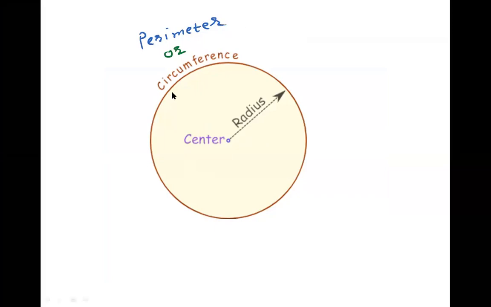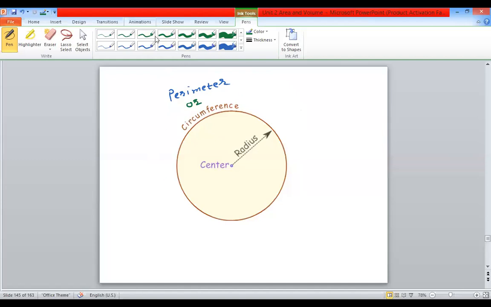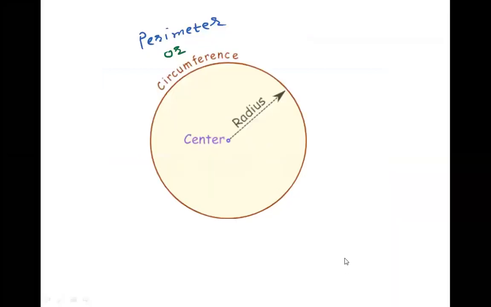You might have a question: ma'am, a circle has no side. But if you cut this circle into small parts, at least one time you will get a straight line, so you are able to take the sum of all things. So for that we can use the word perimeter in place of circumference, but in most cases they use circumference. So now I'm giving you the definition of the circumference.